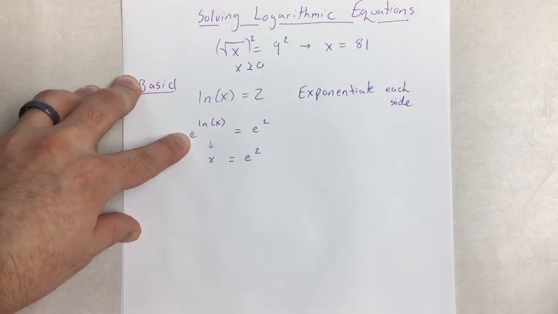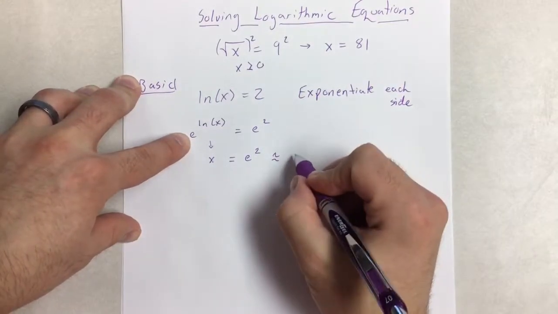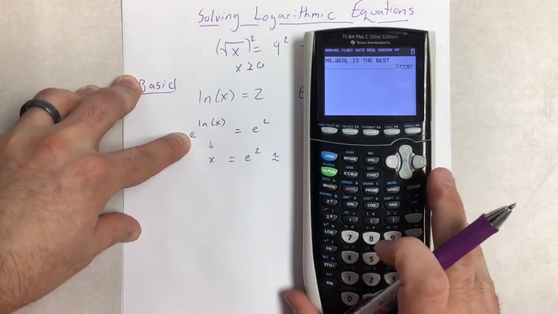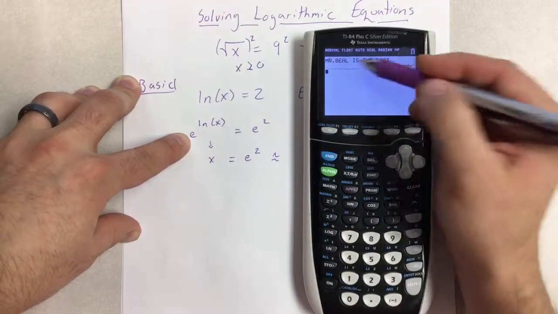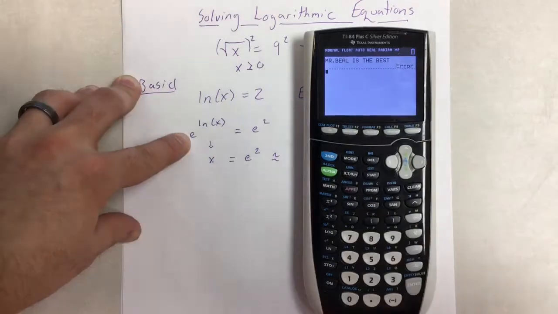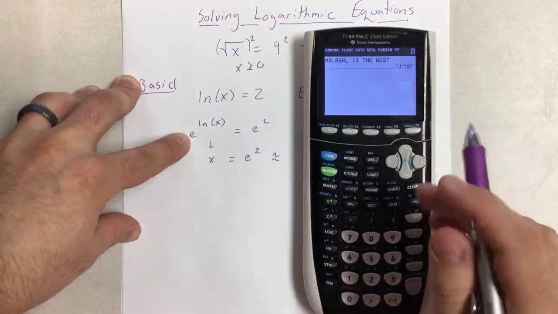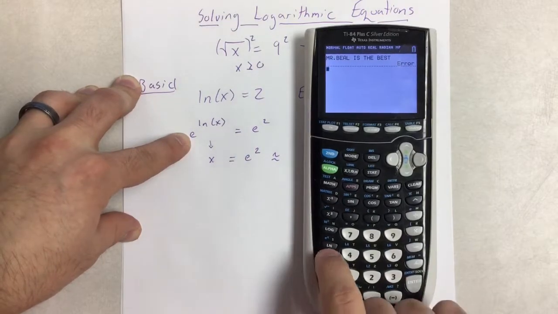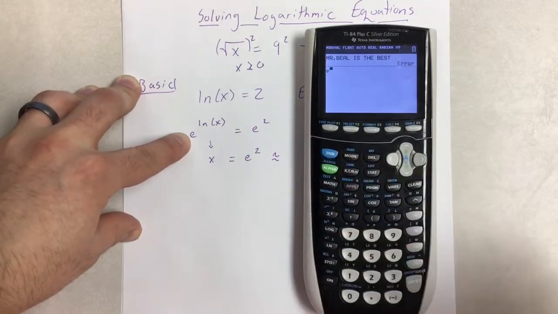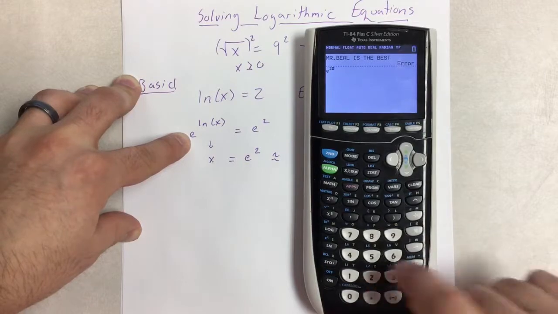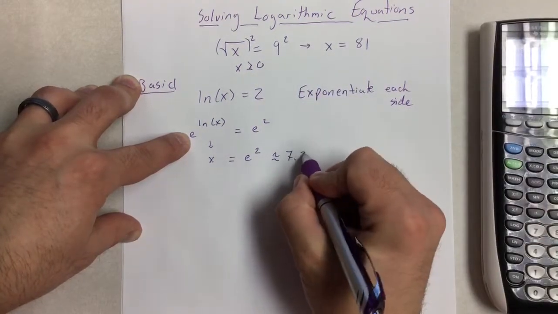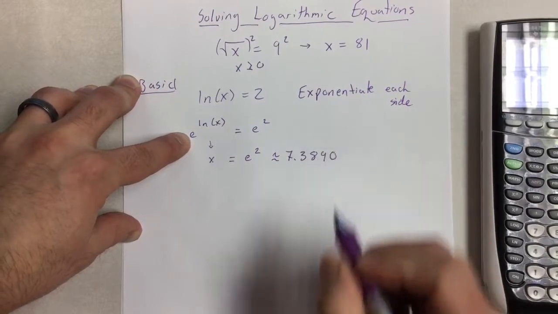And when we evaluate this, if you did not know this, on our graphing calculator, e to the power of x is right with natural log. So I'm going to hit second natural log. There's e to the power of 2. And it's approximately 7.3890.